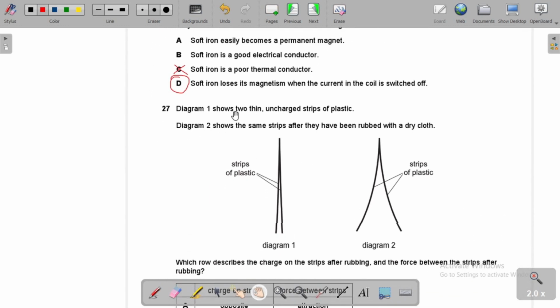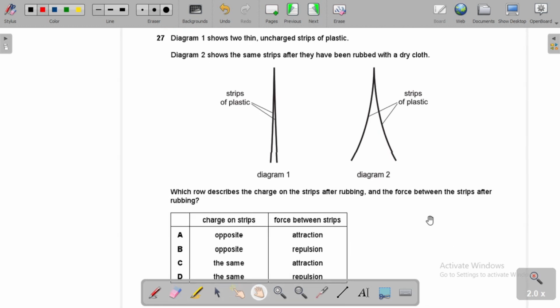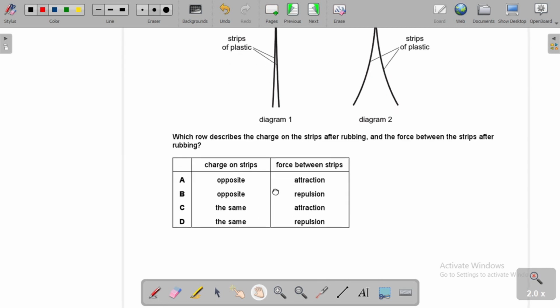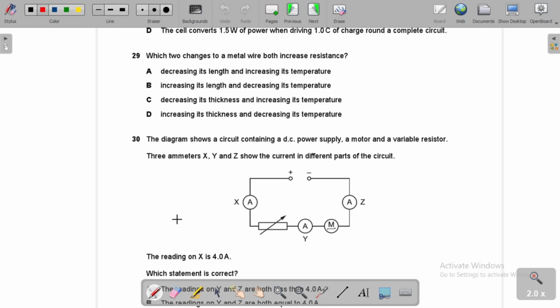Next question. Diagram 1 shows two identical uncharged strips of plastic. Diagram 2 shows the same strips of plastic after they have been rubbed with a dry cloth. Which row describes the charge on the strips after rubbing and the force between the strips after rubbing? Now, after rubbing, they repel. There is a repulsion here. That means the charges are the same. So let's look at our answers. This one is wrong. It's not opposite charging. The charge is the same and there is repulsion. So this is the answer. Let's go to the next question.